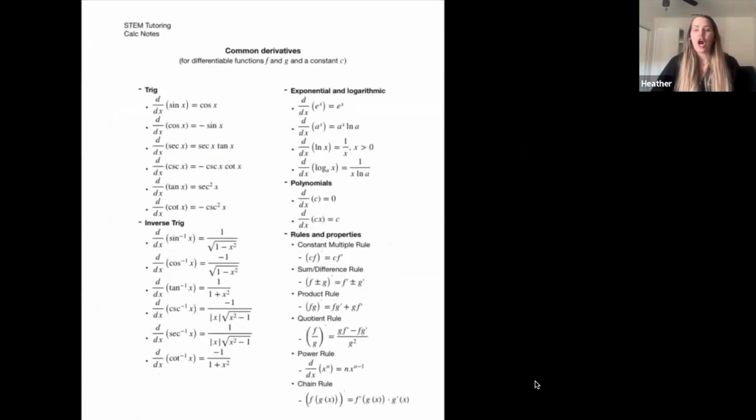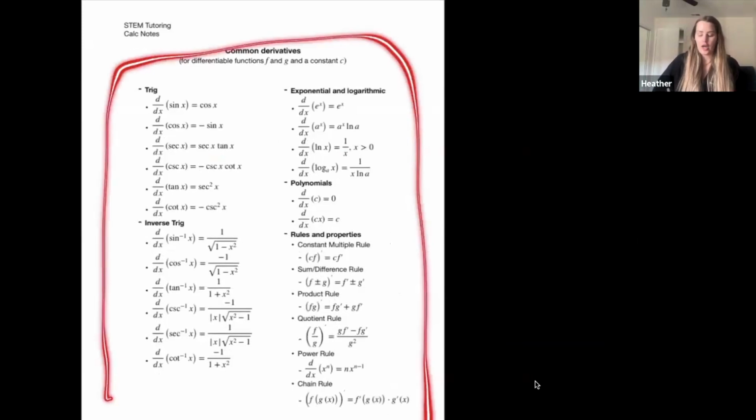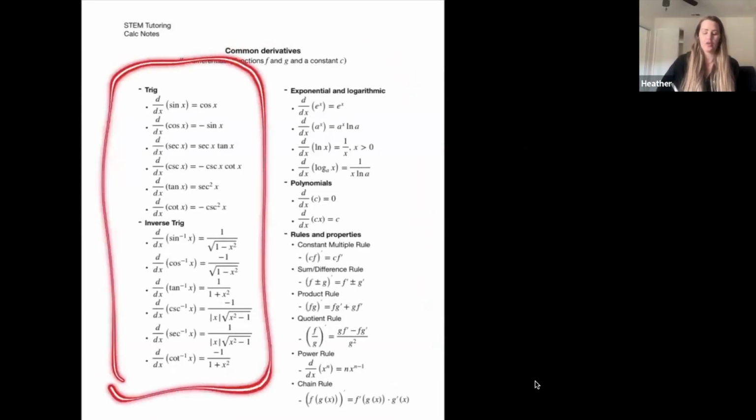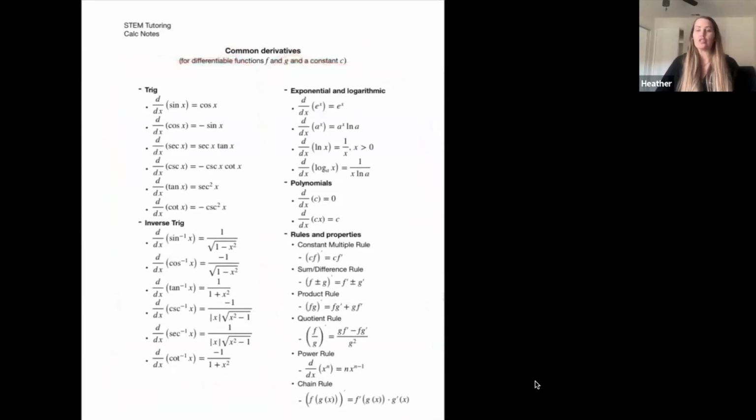Here's a list of common derivatives. These are things that I can memorize, right? And this is a shortcut to finding a derivative. Instead of taking that whole limit, doing all that algebra, I can just go ahead and use these right here. So you can screenshot this.